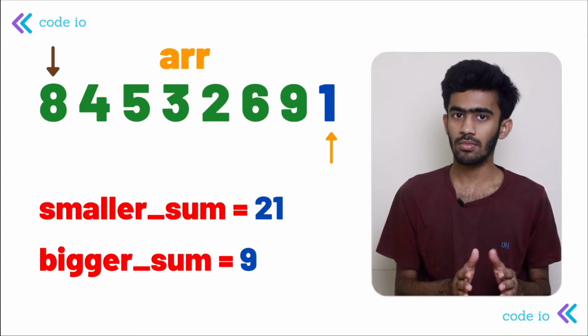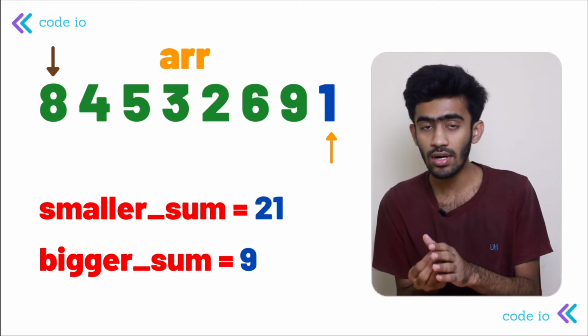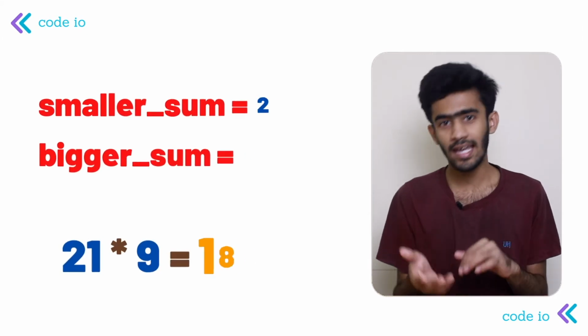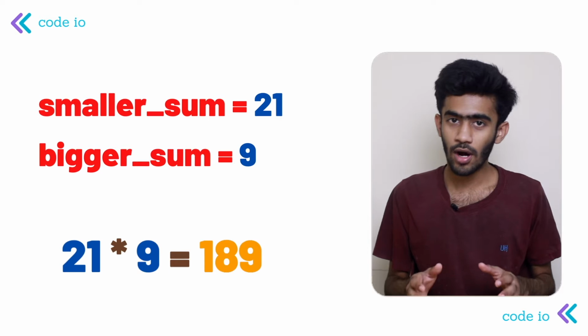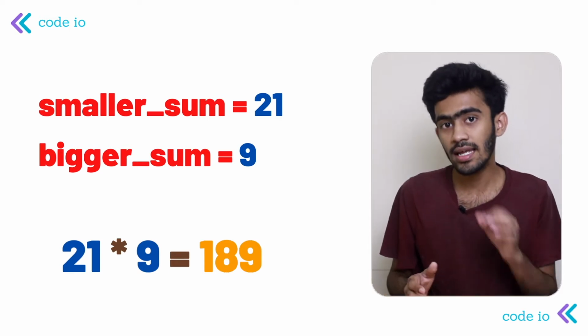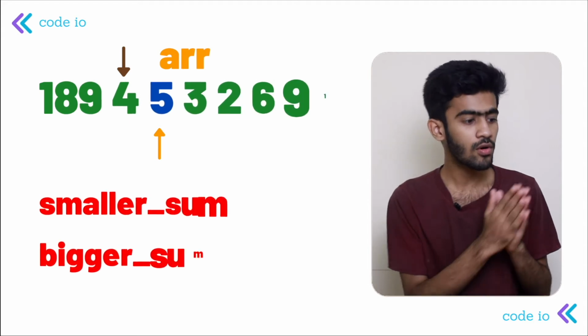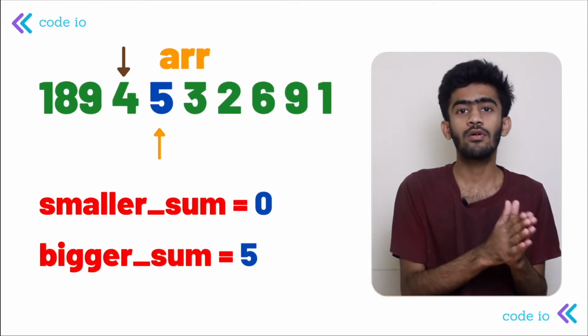So we have these two numbers. So what do we have to do? We have to multiply these two values and store it in the position where we have 8 now. 1 is 9 and 9 2s are 18, so that will give us 189. So the product is 189. So we are storing it in the position where we have currently 8. So this array will be transformed to 189, 4 5 3 2 9 6 1. So we are moving to the next element.